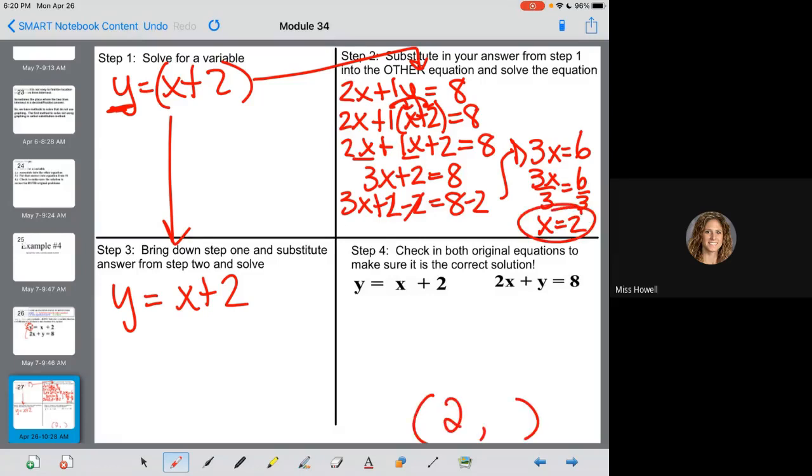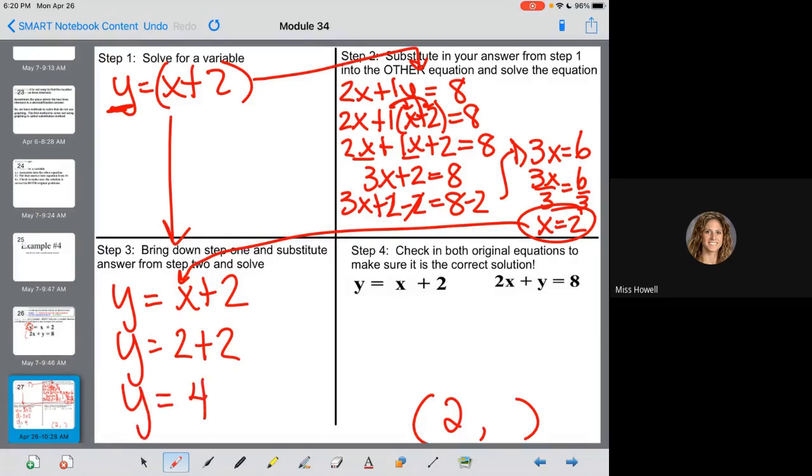All right, we can now take that answer and substitute it in over here to solve for y. So we have 2 plus 2, or we think the y coordinate of our ordered pair over here is at 4.